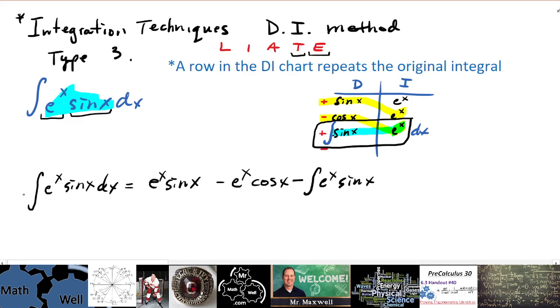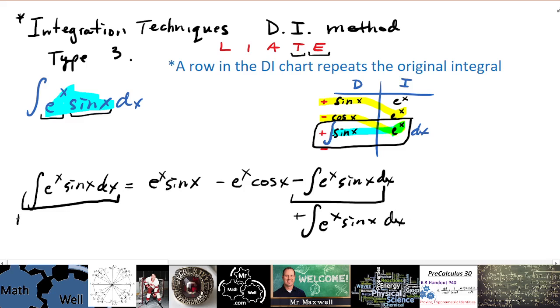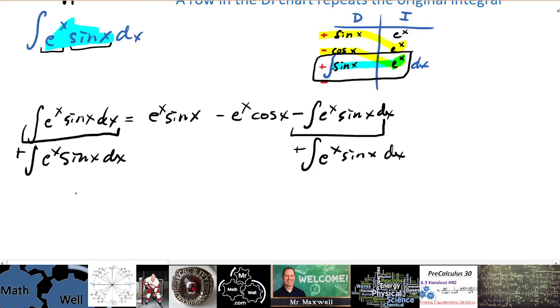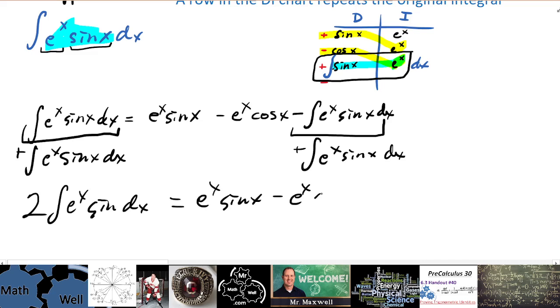All right, so okay, here you go. Look at this. I can now combine like terms. So I'm actually going to add this integral to both sides. I'll speed up here now. I'm going to add this integral to both sides. And what do I have? Well, I have now 2 times the integral of e to the x sine x dx equals e to the x sine x minus e to the x cos x. And then these are gone now.